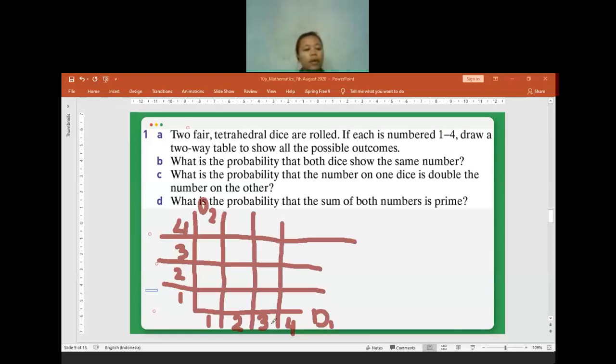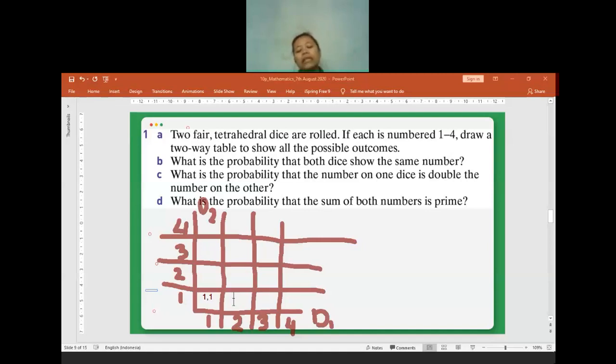So on the very first one in here, we will have the outcomes, which is 1 and 1. And then for the next one, what number will it be? 2, 1. 2, 1 or 1, 2? Someone said 1, 2. Someone said 2, 1. Which one is correct?